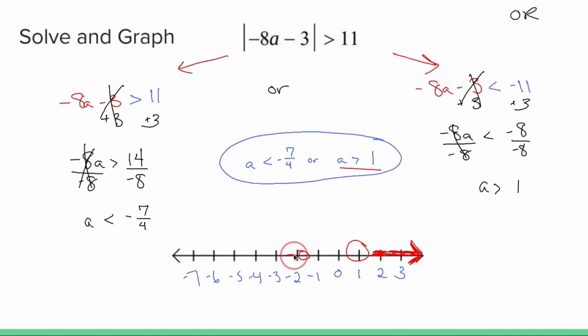So put a circle there, and since a is going to be less than that, we shade everything to the left. So what this means is I can plug in 2, I can plug in -7, I can plug in any number that this red shading represents, and that would make this statement completely true. Okay, so absolute value inequalities, great or in this case, less than, super exciting.